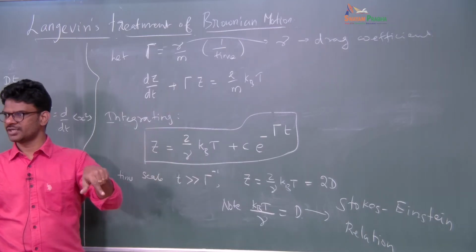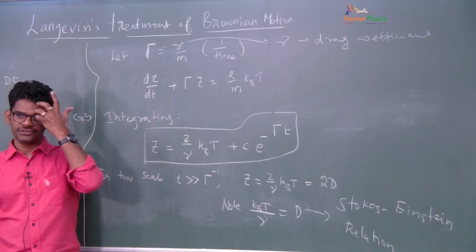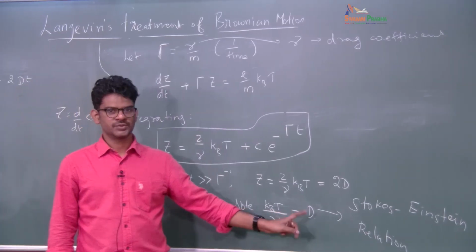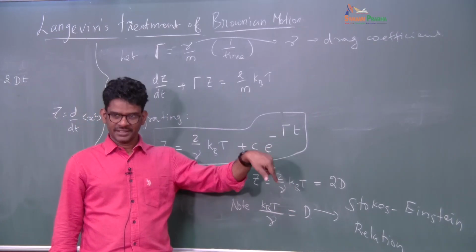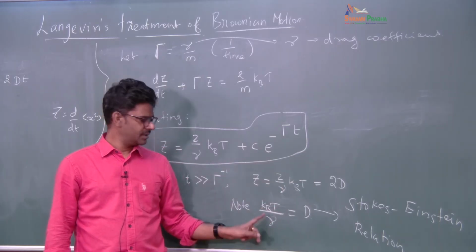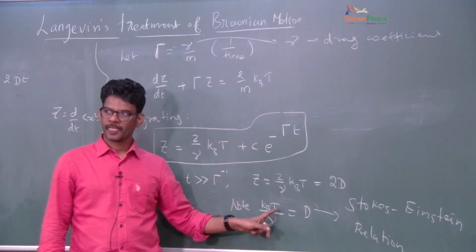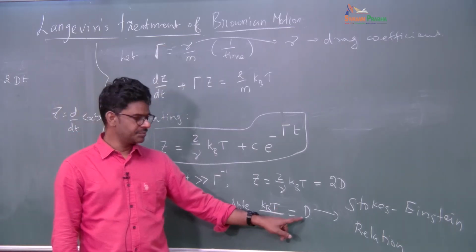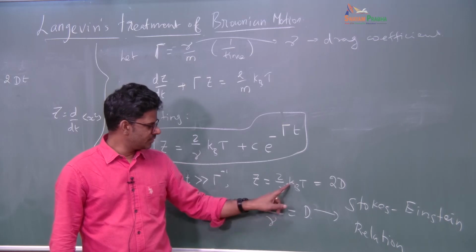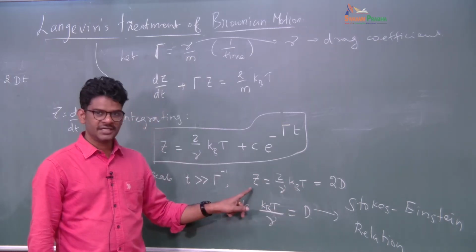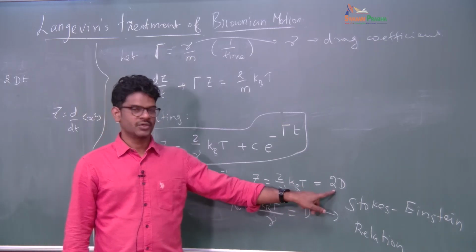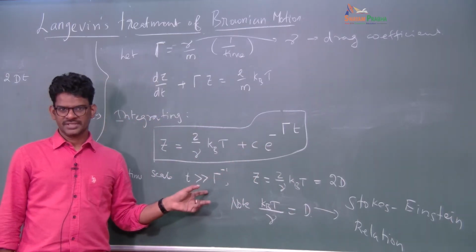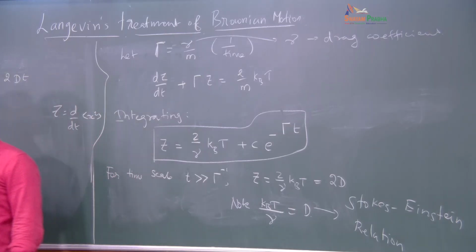In the last class I mentioned the Gaussian distribution for the Brownian particle position. In that, the variance was given as 2 dt. There the d was defined as kbt by gamma. This is the Boltzmann constant, this is temperature, this is the friction coefficient, and that determines the diffusivity. When I substitute that here, I show that the rate of change of mean square displacement is equal to 2d, given that you are not looking at a very small time scale, you are looking at a sufficiently long time scale.